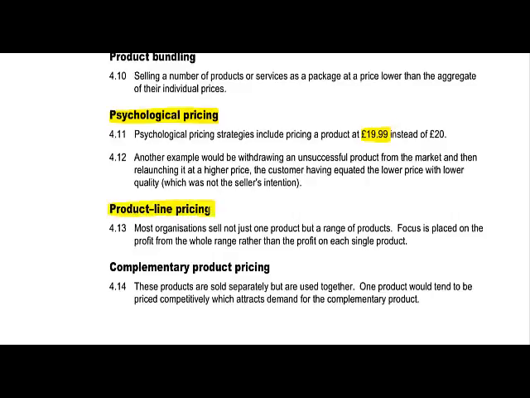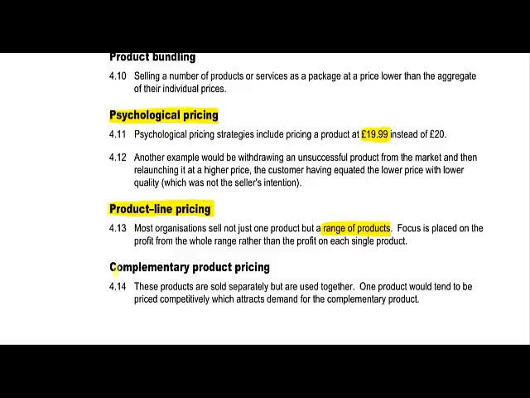Product line pricing then. This is where we have a whole range of products. So what you look at is the profit from the whole range, not the profit on each separate part. So classic for this, for example, would be Sony TVs and various other electrical equipment. So quite hard to work out whether you're getting a good deal on one particular part of the range.